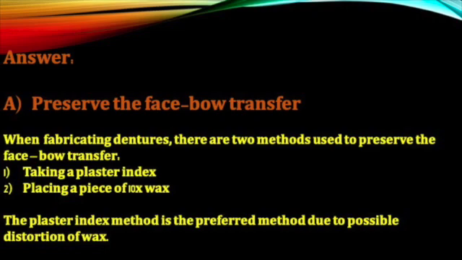When fabricating dentures, there are two methods used to preserve the face bow transfer. First is take a plaster index and second is placing a piece of wax there. The plaster index method is the preferred method because of possible distortion of wax due to temperature differences.